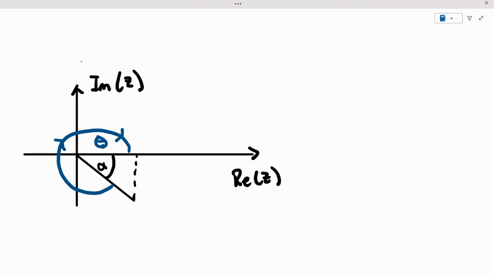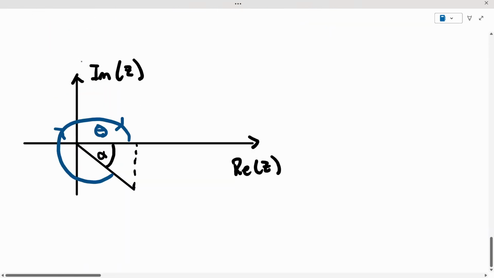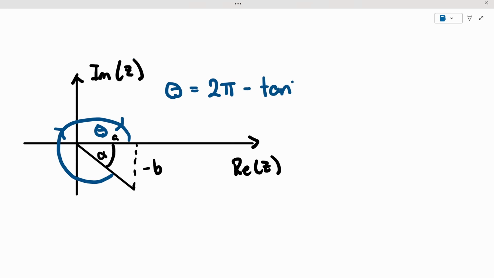We went minus B units this way and we went A units this way, right? Well, the entire rotation is 2 pi or 360 degrees. And we're just cutting out that little part there, which is tan inverse of B over A.